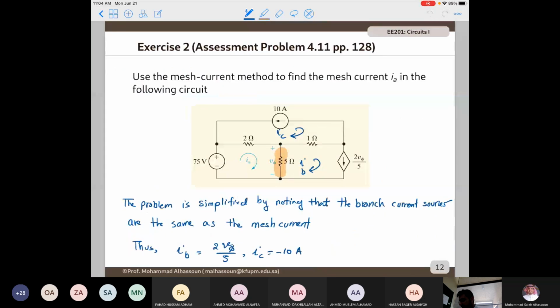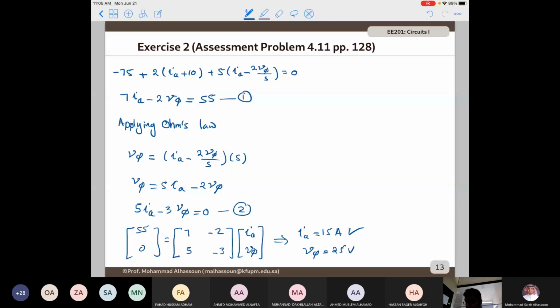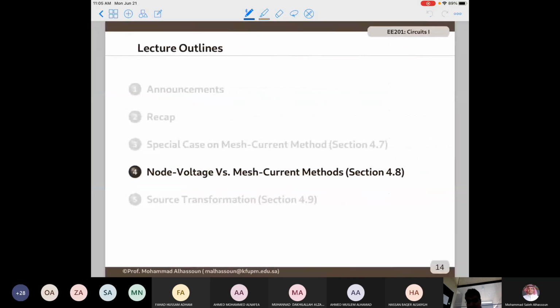No, you cannot. Here is the thing. You cannot because you don't know the voltage across the current source. Remember, when you apply the mesh current method, you're trying to actually apply KVL. So you need to know the voltage across this current source, and you don't know that.